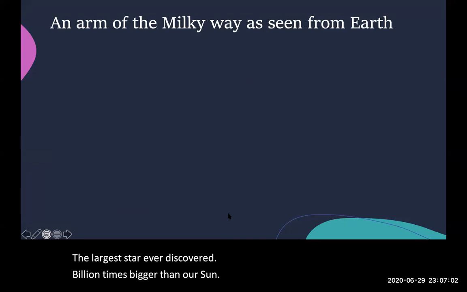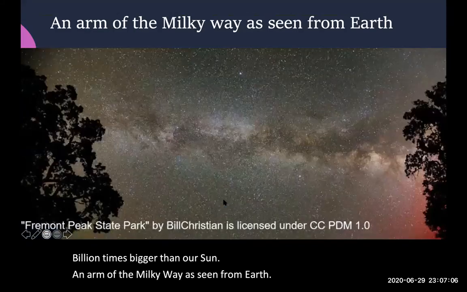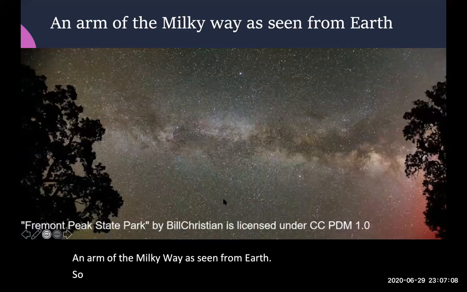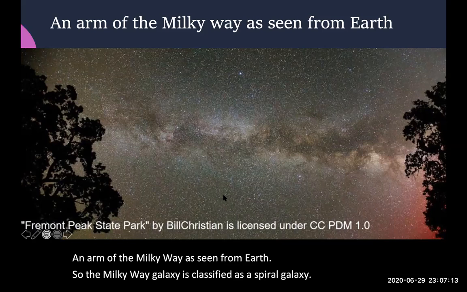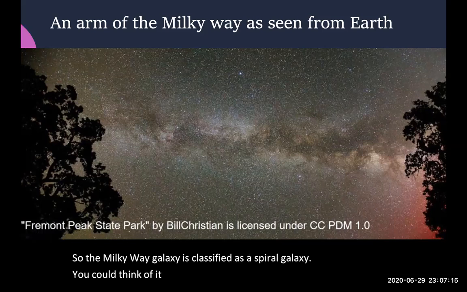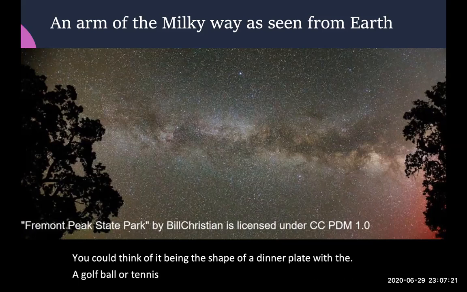An arm of the Milky Way as seen from Earth. So the Milky Way galaxy is classified as a spiral galaxy. You could think of it being the shape of a dinner plate with like a golf ball or tennis ball right in the middle.